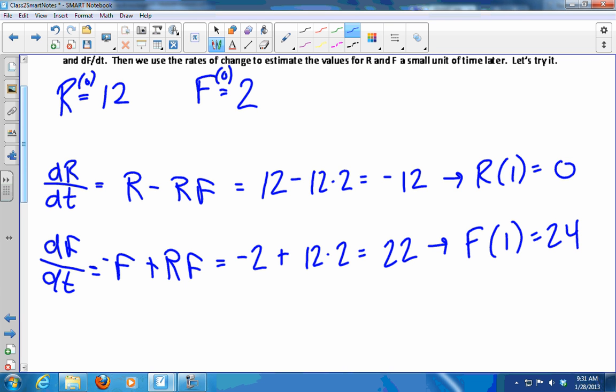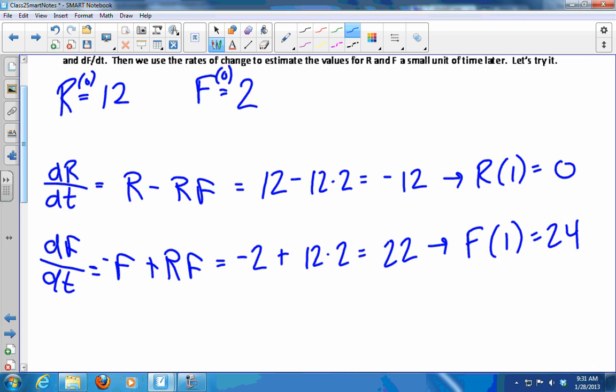No, the foxes are just going to stay at 24. No, because they don't have. Oh, you're right, because they don't have any rabbits. You're right. Yes, you're right. Yeah, thank you. Yeah, dR/dt is at equilibrium. There are 0 rabbits, it can't be any more, and dF/dt is just going to decline to 0.